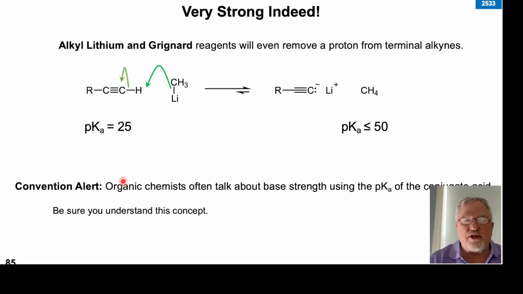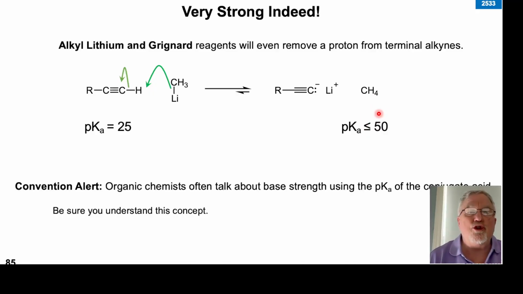Now, here's a convention alert. Organic chemists often talk about base strength using the pKa of the conjugate acid. Remember, the weaker the conjugate acid, the stronger the base that formed that conjugate acid. So here we're talking about the fact that terminal alkynes have a pKa of about 25, and in this instance, the conjugate acid of this base is methane, and methane is very much not acidic. It has a pKa of around 50.